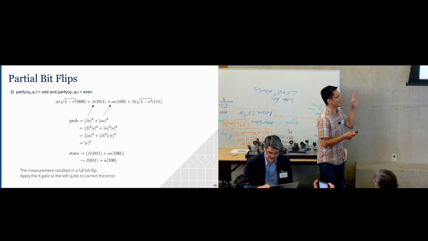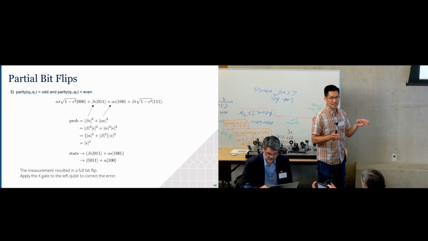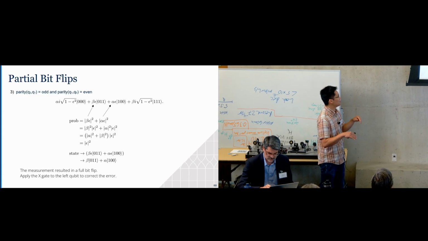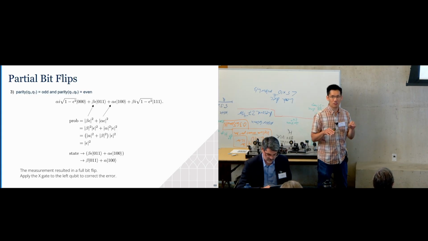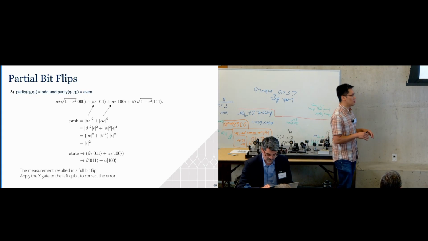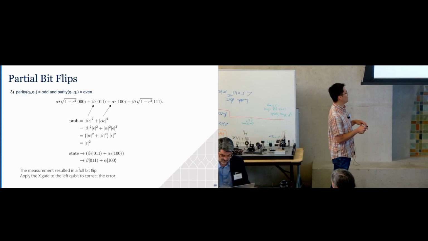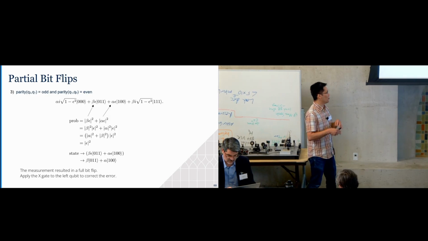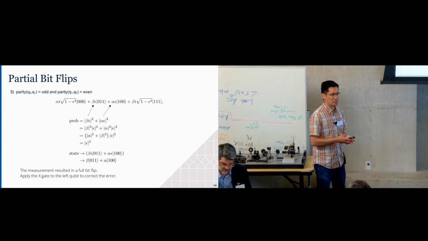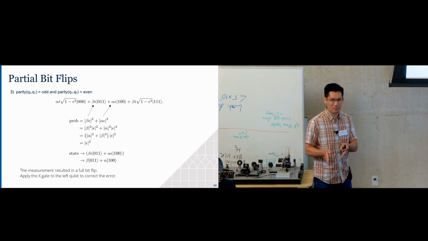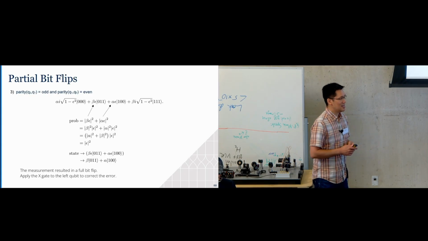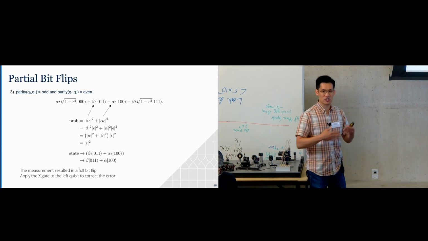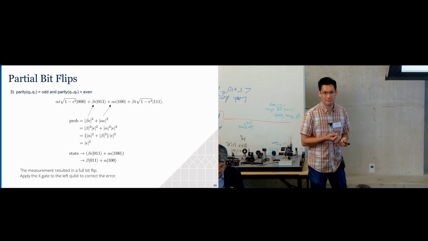And so what we're seeing is that by measuring the parity, you force it to collapse into a state where everything agrees, and that corrects the error, or you force it into a state where they fully disagree, at least for the left two qubits, which is now a full bit flip. So you force it from a partial bit flip into no bit flip or a full bit flip. If there's no bit flip, you don't have to do anything. If there's a full bit flip, you apply an X to fix it.